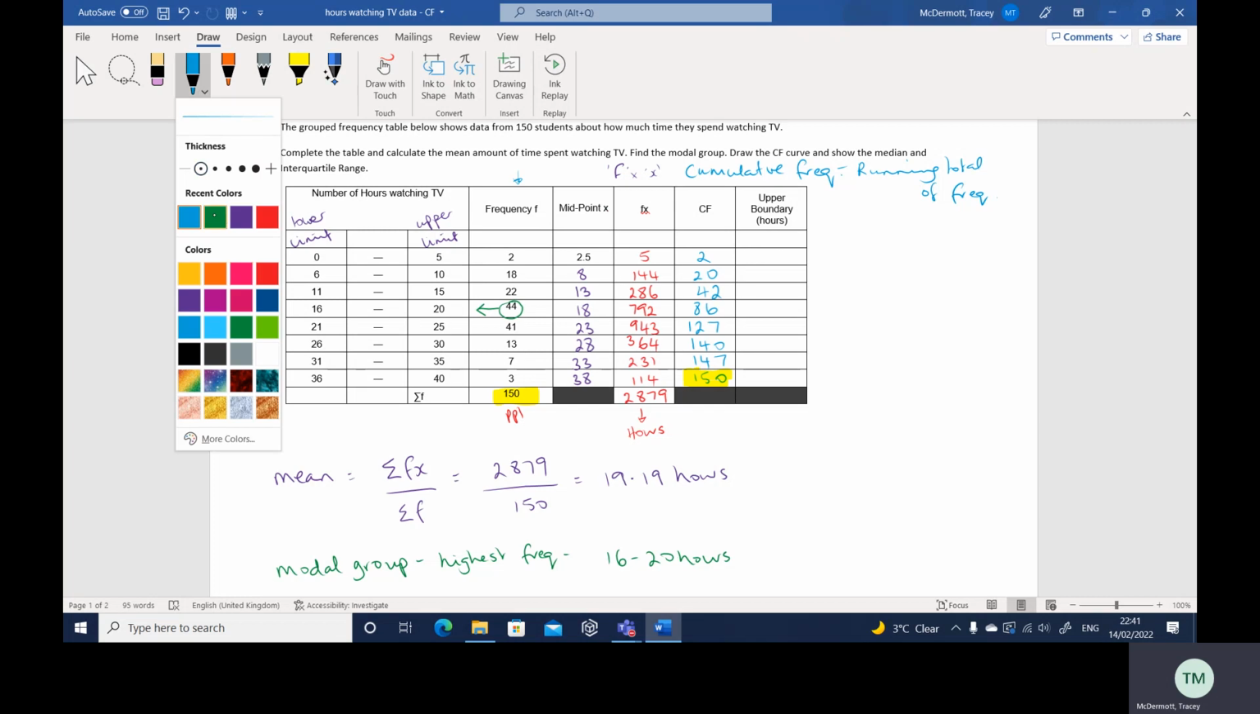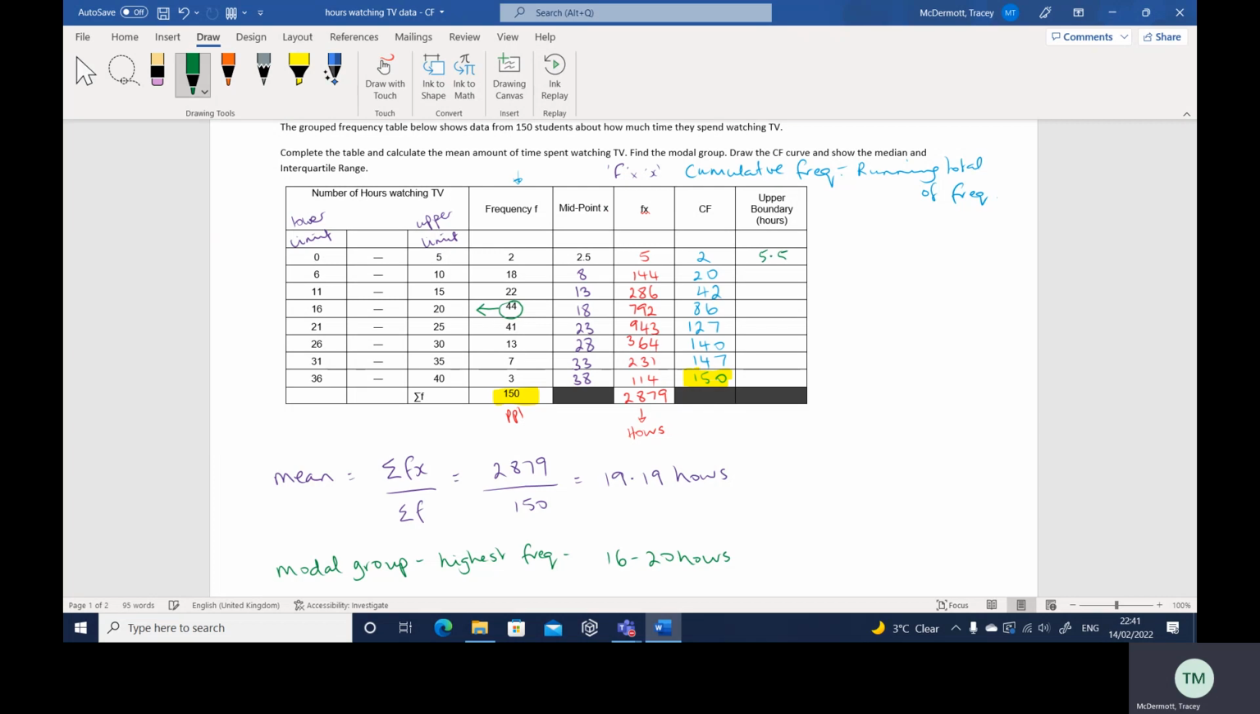And all we've got to do there to get that upper boundary is to add a half on to each of these upper limits. So what we're saying is we'll let people watch TV up to 5.5 hours of TV. Any more than that, we'll round them up and we'll put them on the next column. The upper boundary then for the second category, we'll let them watch up to 10.5 hours of TV. For the third category, we'll let them watch up to 15.5 hours of TV. And that's all we're doing, adding on that 0.5 to each of the upper limits. The only time you'll do that is when you don't have overlap in your categories.